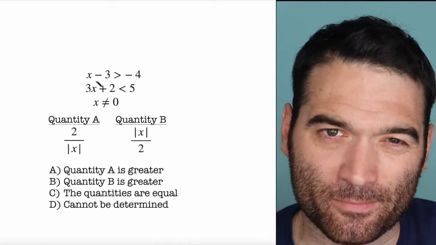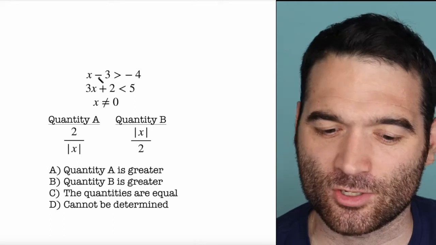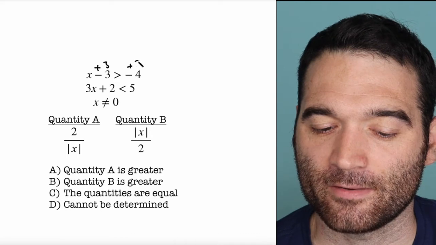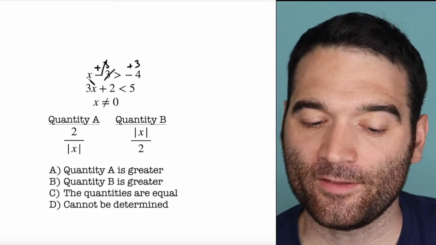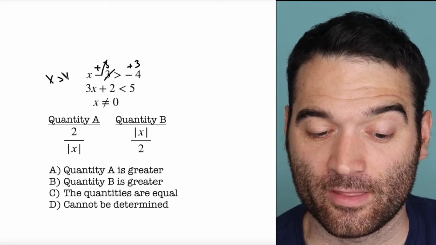Well, let's start by simplifying the inequalities that we have here. And to do that, I'll treat these just like equations and isolate x. So I'll add 3 to both sides on top here. That goes away. And what I'm left with is x is greater than negative 1.